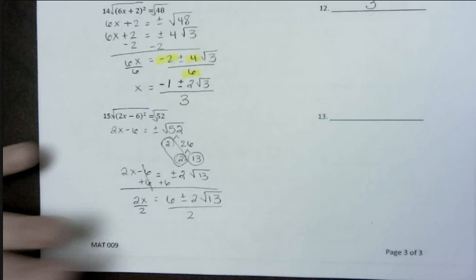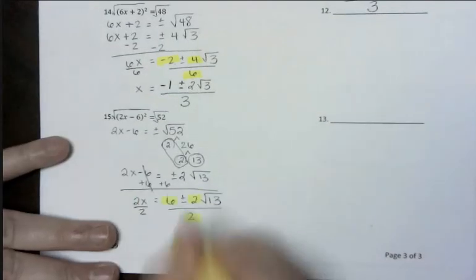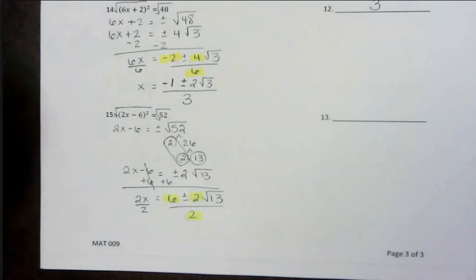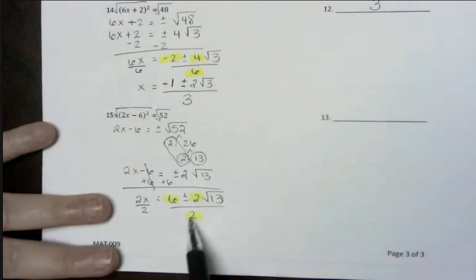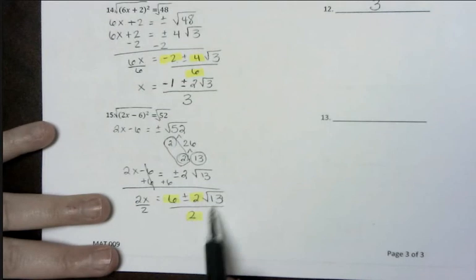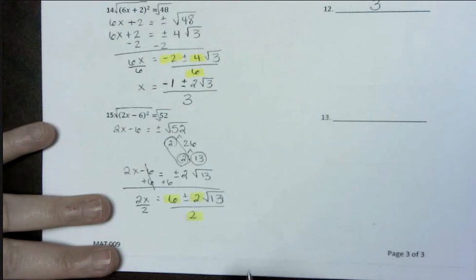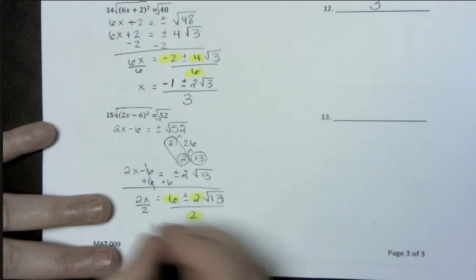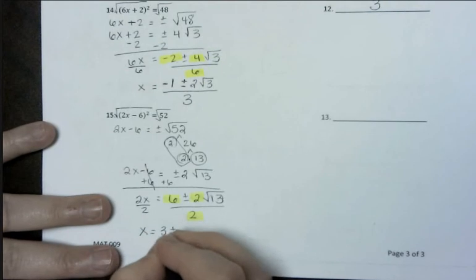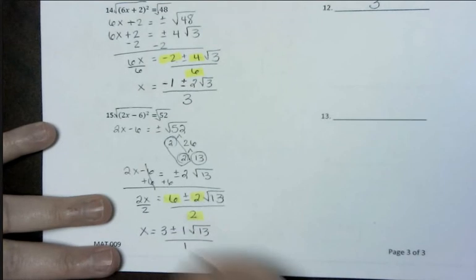Remember, we are looking to see if we can simplify, and you're looking at those 3 numbers there. You can never simplify anything that's under a radical by dividing it by something else. You can only simplify a radical by breaking it down like this. So there is a number that they all have in common. 2 goes into all of them. So that would give you x equals 3 plus or minus 1 square root of 13 all over 1.